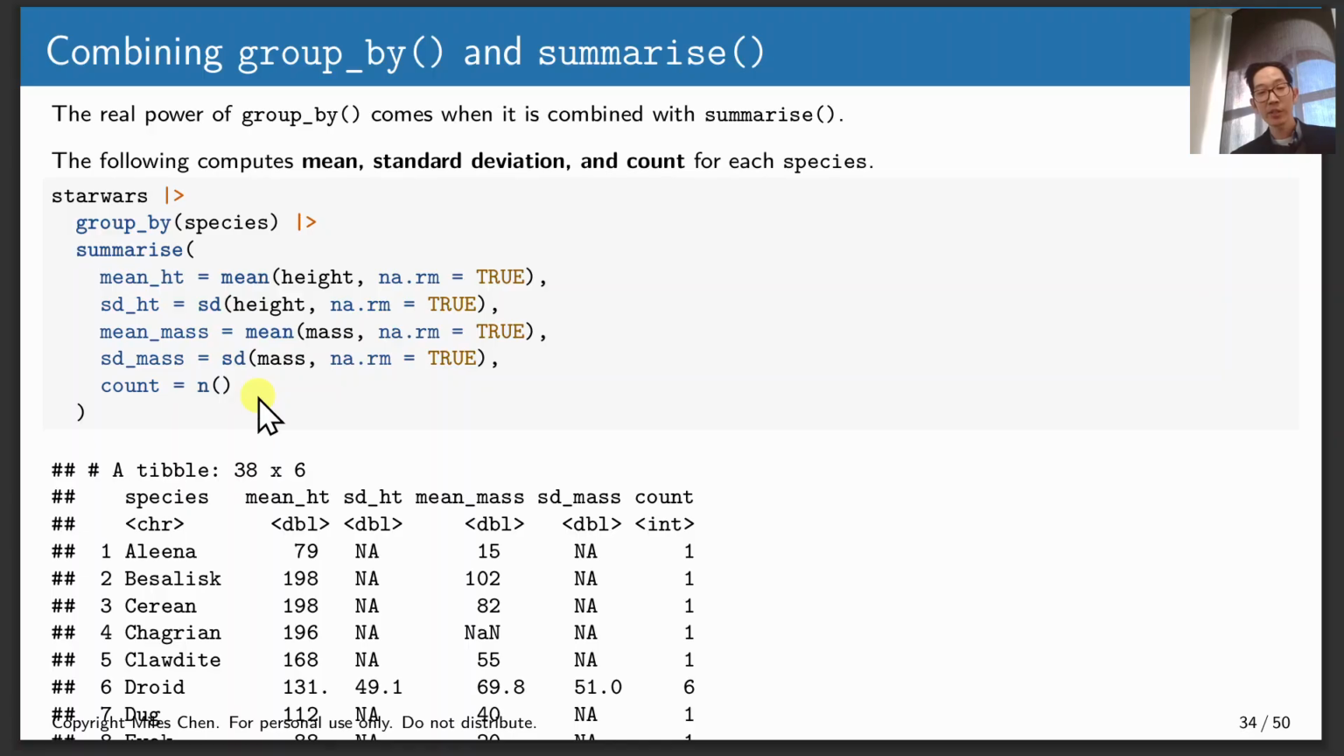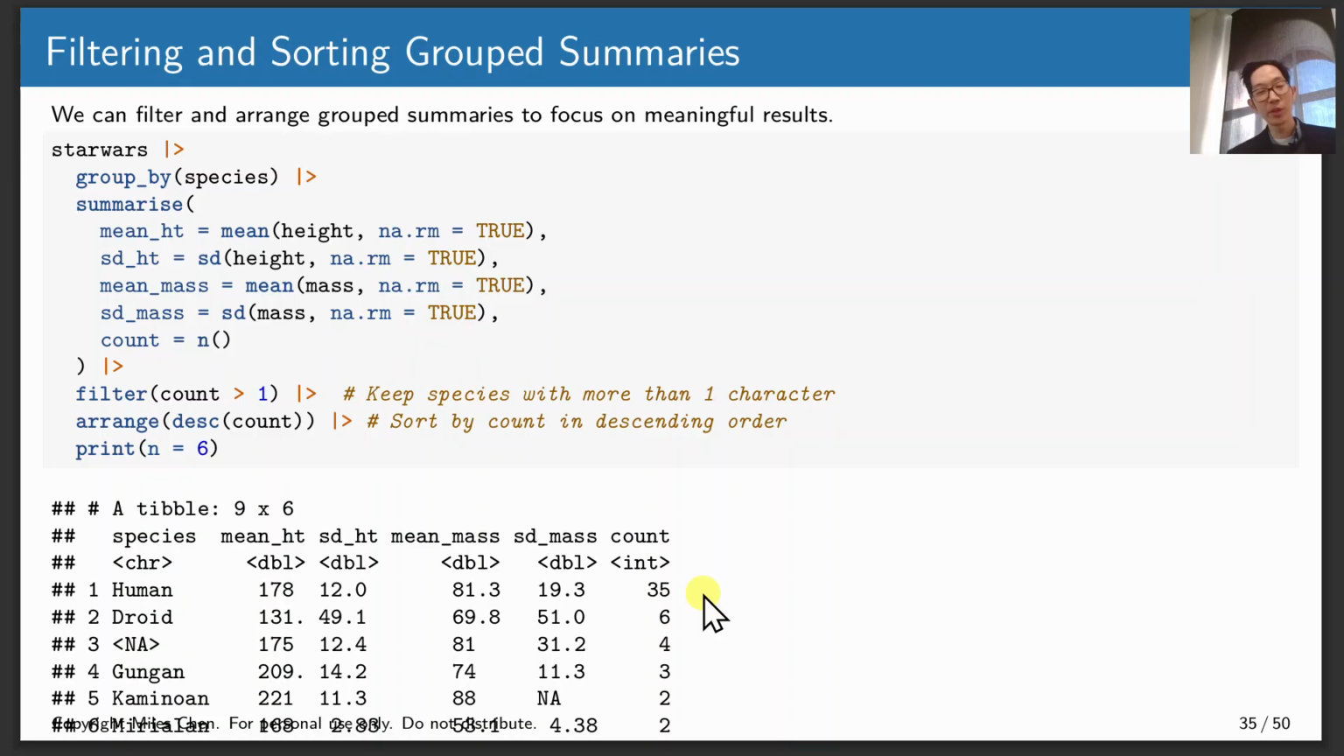Okay. So I had all of these things where there was just one instance of that species. And now I want to get rid of those, okay? And then we're going to arrange in descending order by count, and then we will print out the first 6 rows. And so we have a total of 9 different species, I guess if it counts.